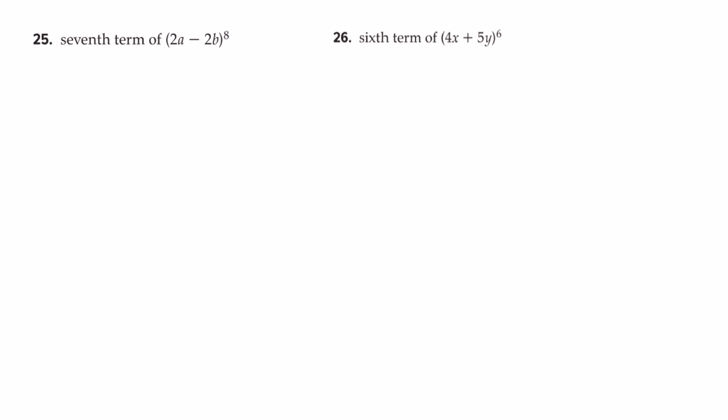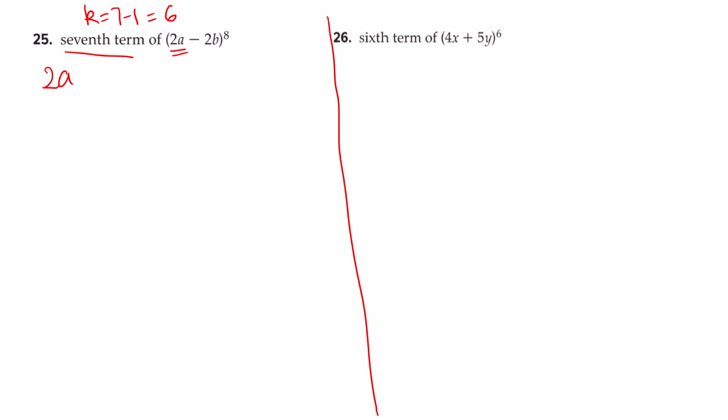Just to give you a little bit more practice, let's do 2 more questions. Again, same method. So here we need to find the 7th term. So k will be 7 minus 1, which is 6. The first term is given to be 2a. The second term is given to be negative 2b. So it's good to write the question in this form first and then proceed.